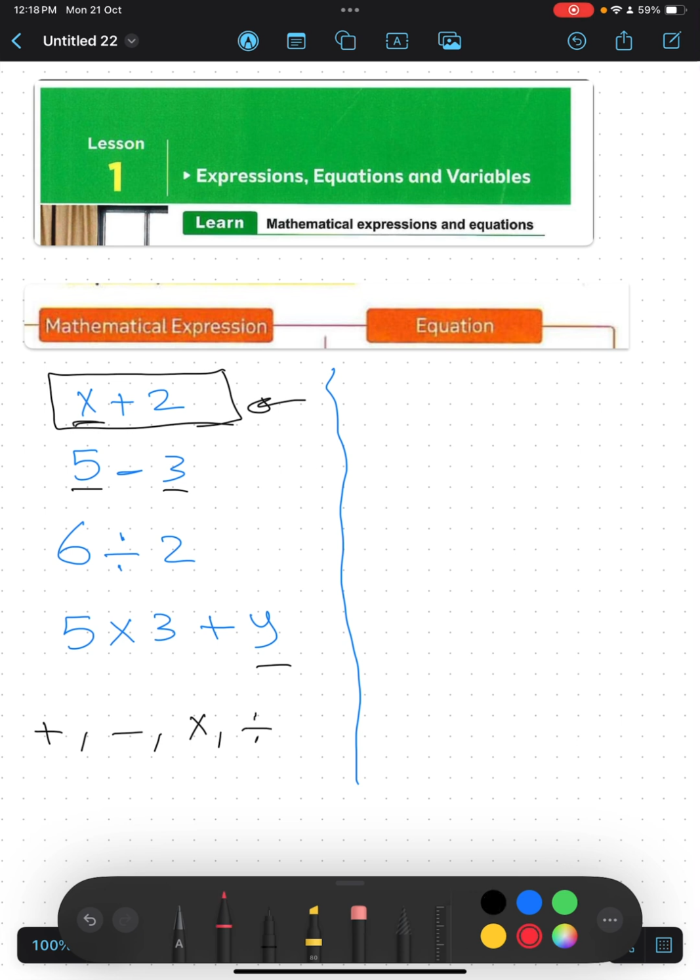تعالوا بقى نشوف الاكزامبلز اللي انا كاتباها. x plus 2 ده expression, 5 minus 3 expression, 6 divided 2 expression, 5 times 3 plus y ده expression.